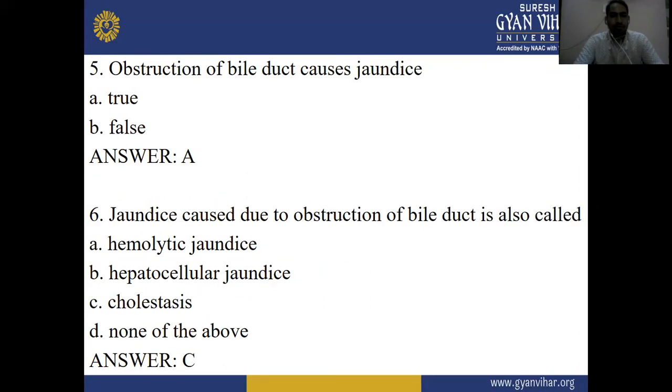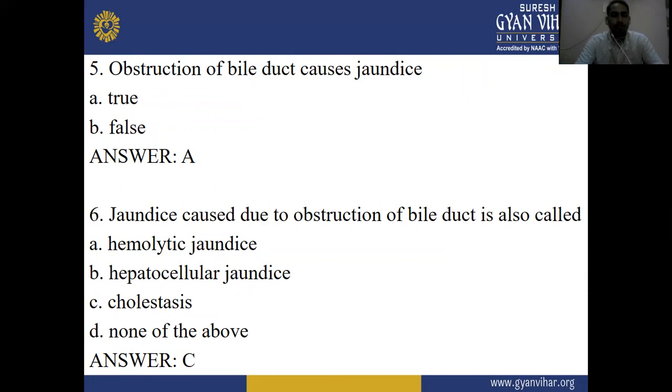Next question: obstruction of bile duct causes jaundice. Option A is true and option B is false. The right answer is A. Obstruction of bile duct causes jaundice is true.